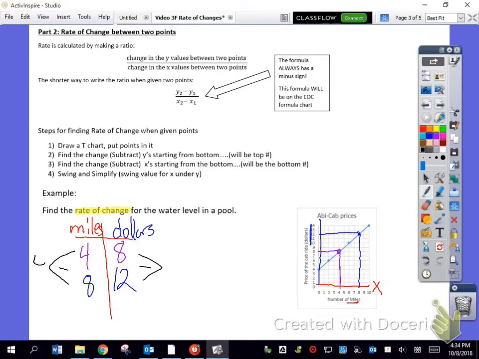Then you're going to subtract. 8 minus 4 is 4. 12 minus 8 is 4. And I'm going to swing it. 4 divided by 4 is 1. So my rate is 1.